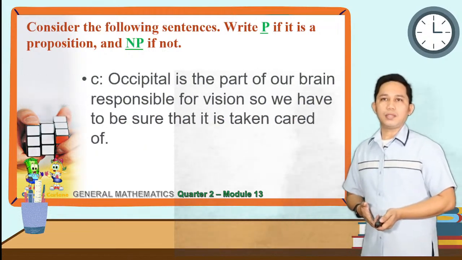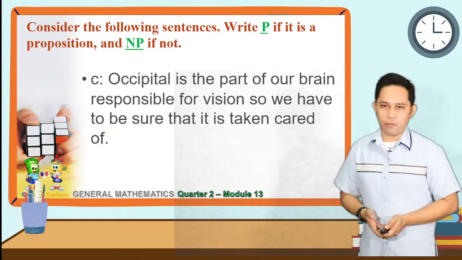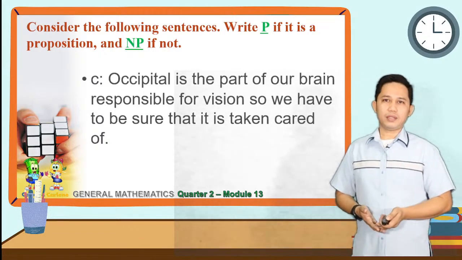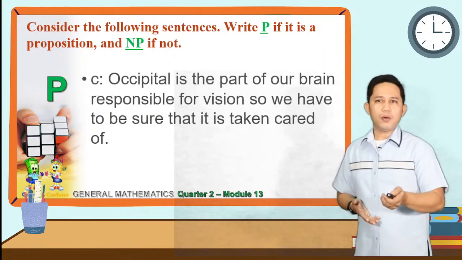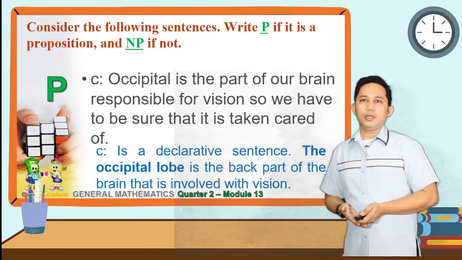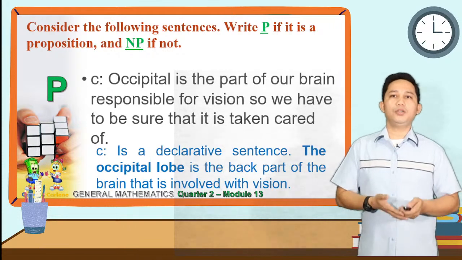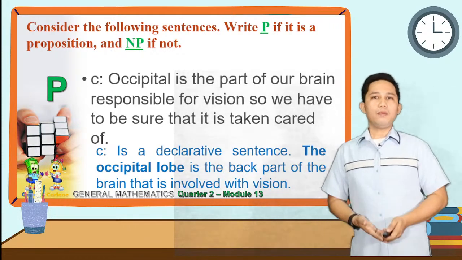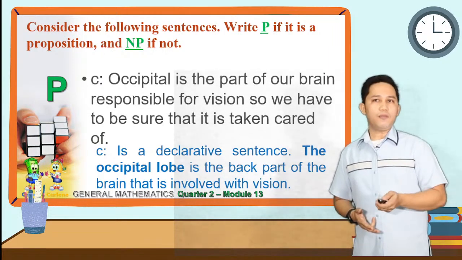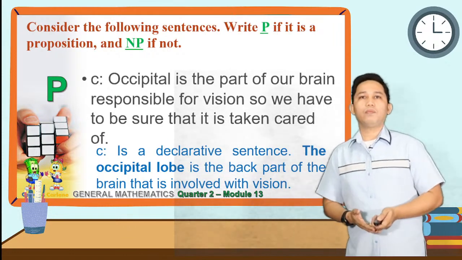Next, occipital is the part of our brain responsible for vision, so we have to be sure that it's taken care of. Is this a proposition or not a proposition? Yes, very good. It is a proposition. Now, illustrate the truth value of this proposition. Yes. It is a declarative sentence. Now, based from what you have learned in your science subject, the occipital lobe is the back part of the brain that is involved for vision. So that is a proposition. Therefore, C is the proposition, occipital is the part of our brain responsible for vision, so we have to be sure that it is taken care of.